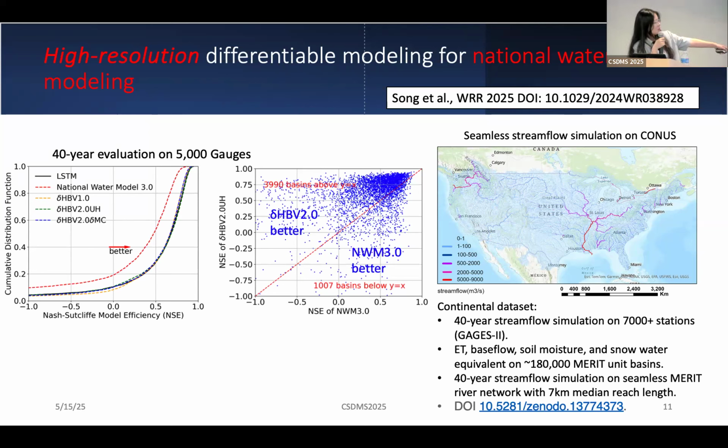Then we also evaluate this model by comparing it with the LSTM and the current National Water Model 3.0. Here is the performance curve of the LSTM and the differentiable models. They clump together, which means they have similar performance. And here is the current National Water Model 3.0. We found that the differentiable models improved the simulation of the streamflow on 4,000 gauges.